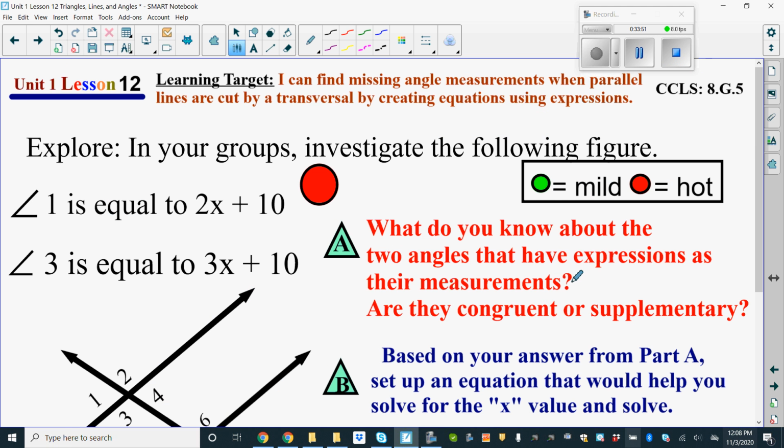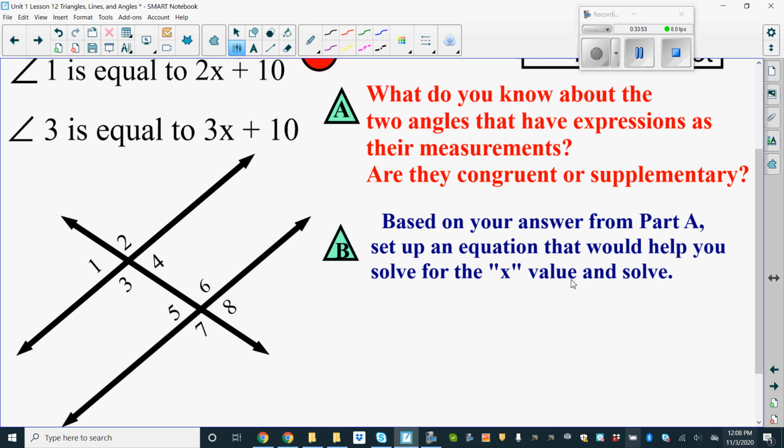Okay, so now we have the next question. So when they give you expressions that are not in the picture, write them directly in the picture so you can see and visualize where the angles that they're giving you are. So angle 1 is 2x plus 10. So I'm going to write that right next to angle 1. Angle 3 is 3x plus 10. I'm going to write that right where angle 3 is.